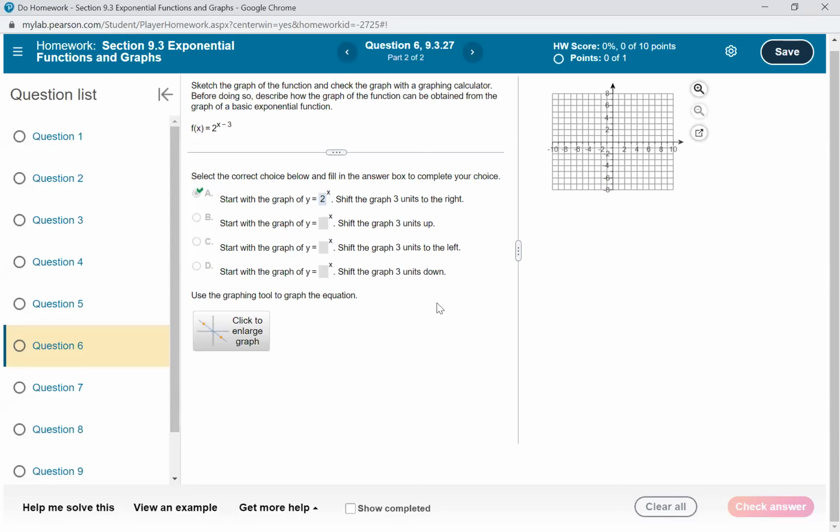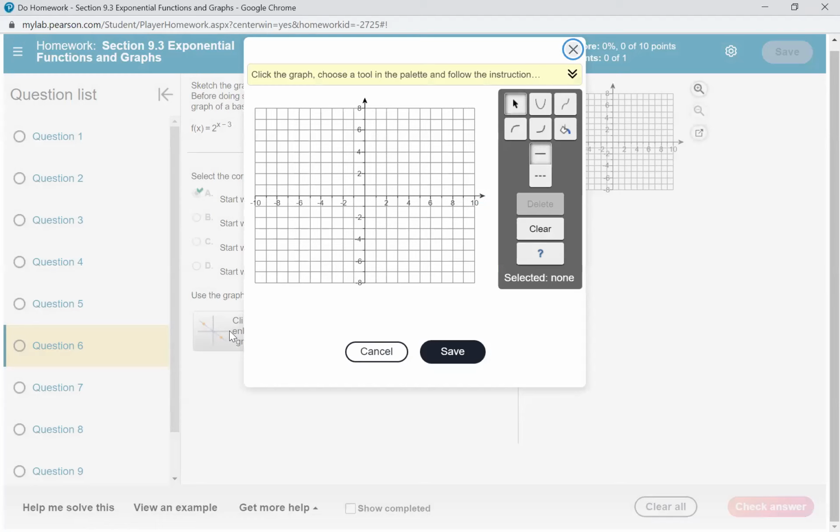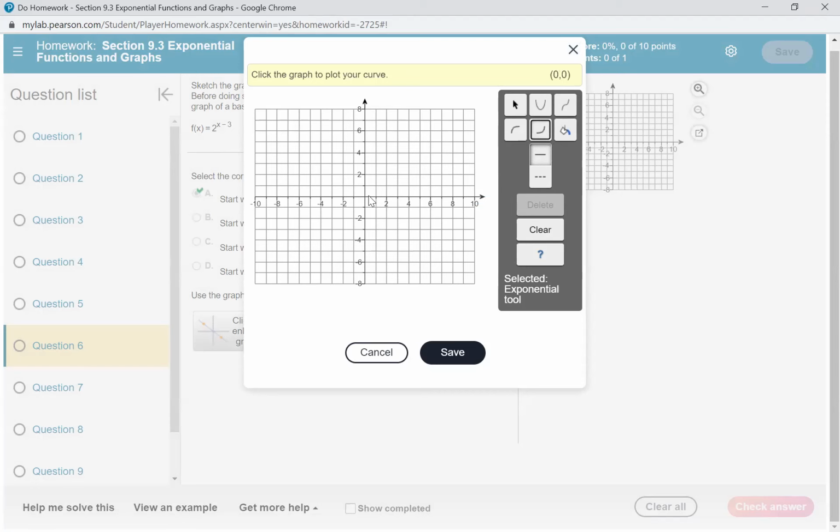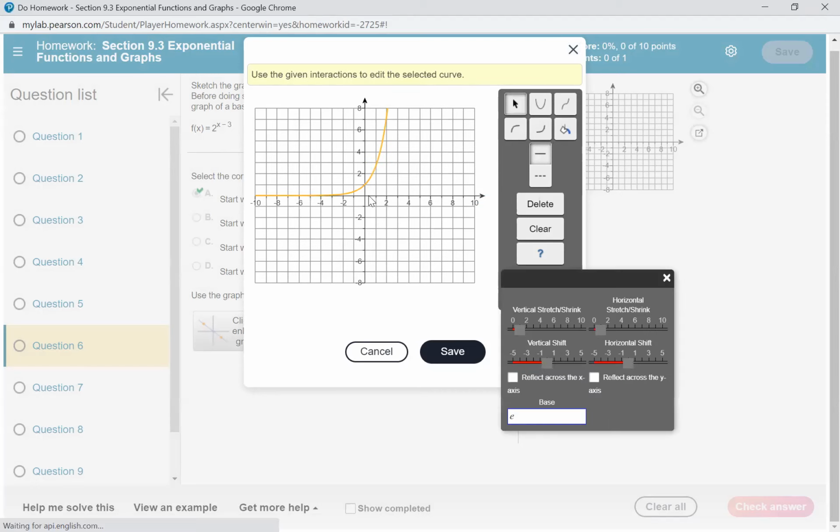And then it's going to say, hey, click to enlarge graph. So we want the exponential tool. That's on the second row in the middle, sort of right by that paint can. So click the exponential tool, click anywhere on the graph, and it's going to draw the basic graph. So we got to come down here and figure out what we did. So we said we went 3 units right. So we're going to take that horizontal shift and move that to +3.